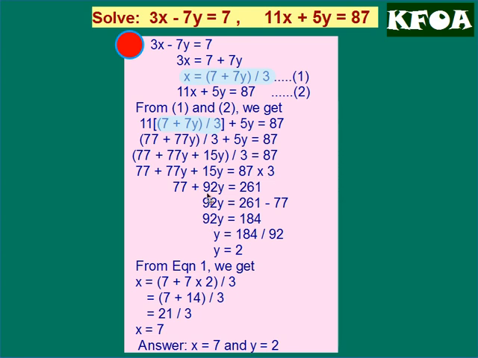Your y comes, 92y is 261 minus 77. It is exactly double of this 92. So I got the answer y equal to 2. And from equation 1, x is (7 plus 7y) upon 3. So 7 plus 7 into 2 upon 3. So 21 upon 3, the answer comes 7. So x is equal to 7 and y is equal to 2.